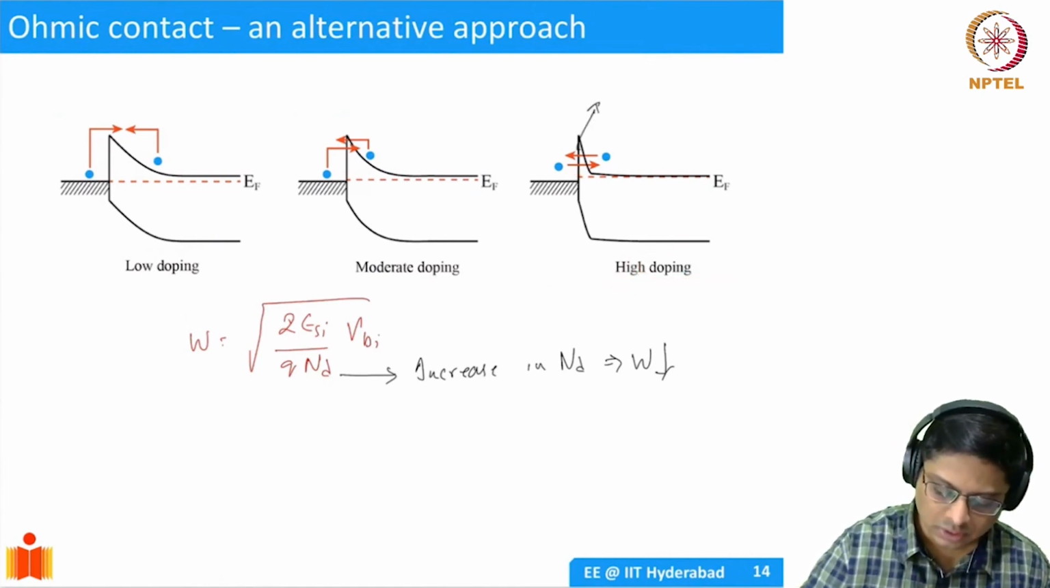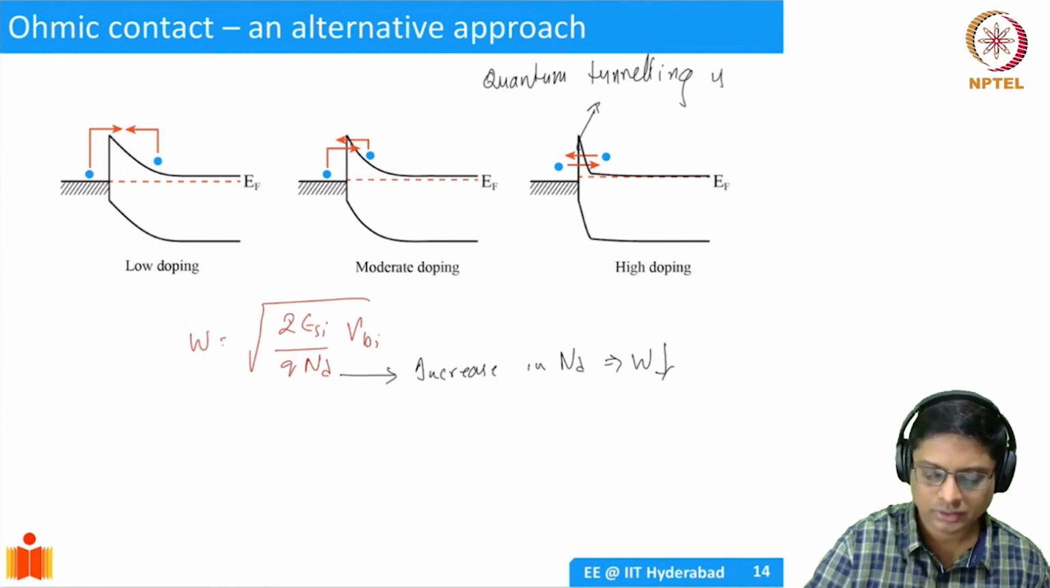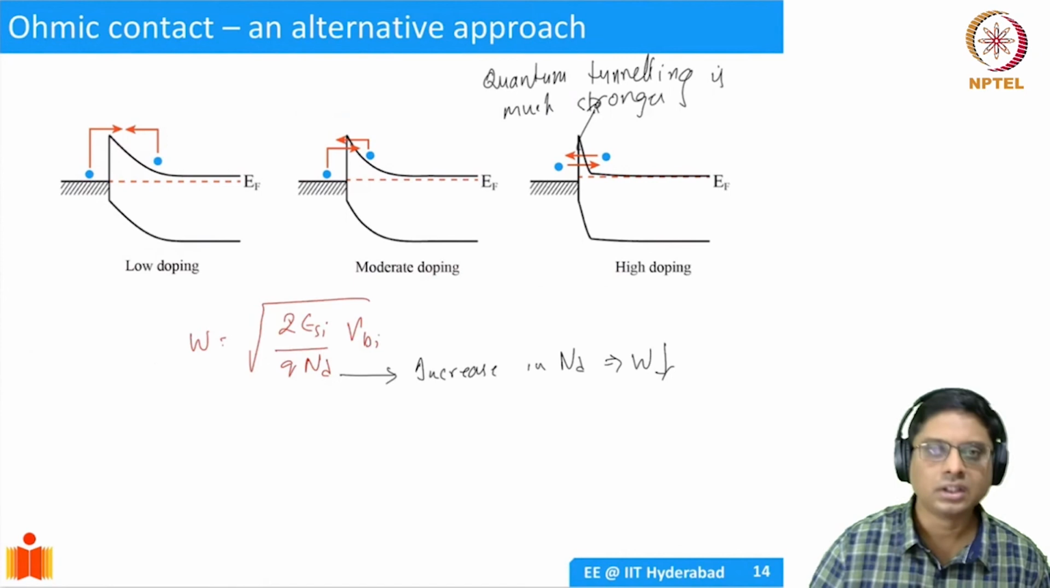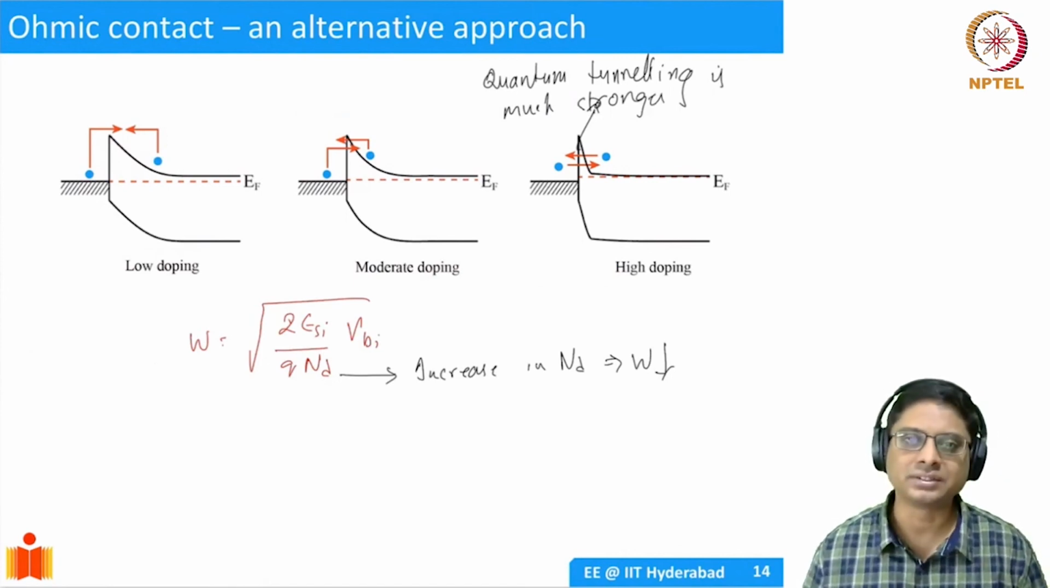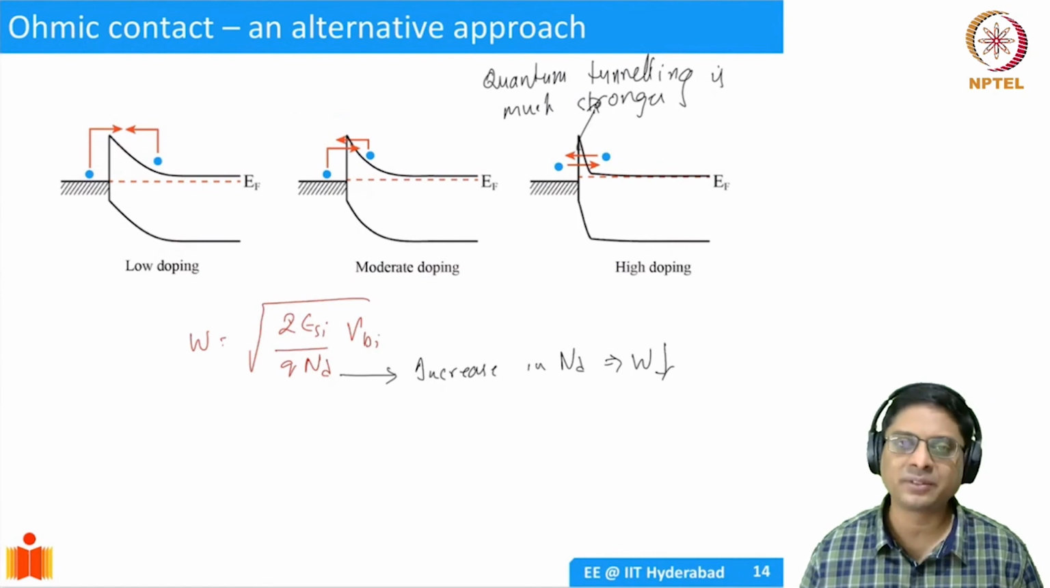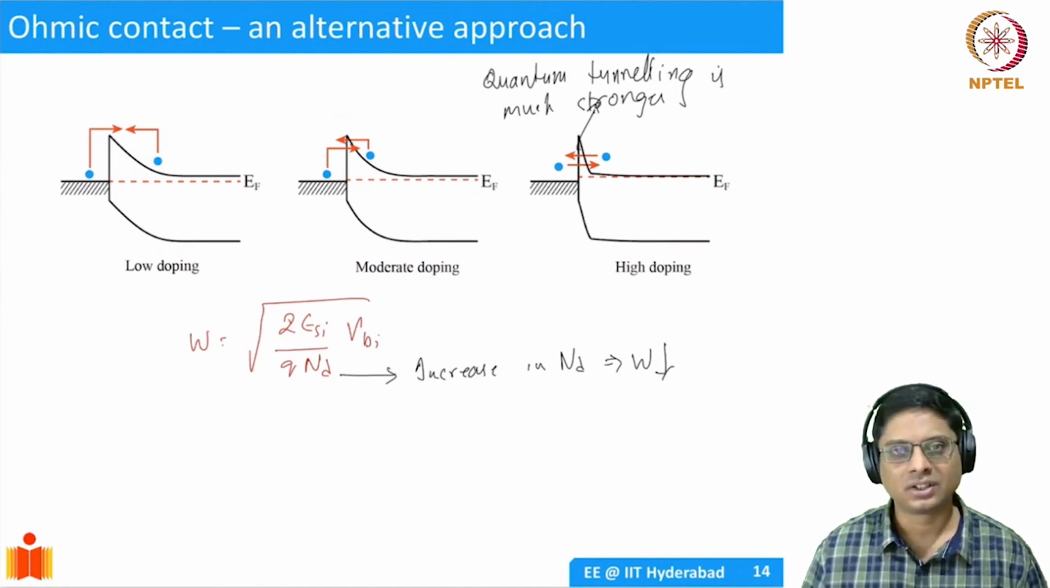So quantum tunneling is much stronger. Even though there is a barrier, it still will conduct nicely. The contact resistance will reduce when you have high doping. So this is a very practical way in which, in technology, we tend to make ohmic contacts. Just dope it high just below the contact so that it always forms an ohmic contact.